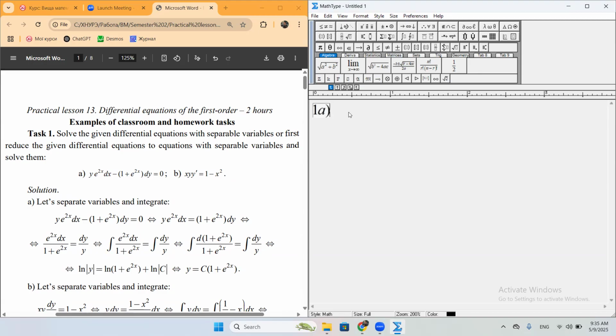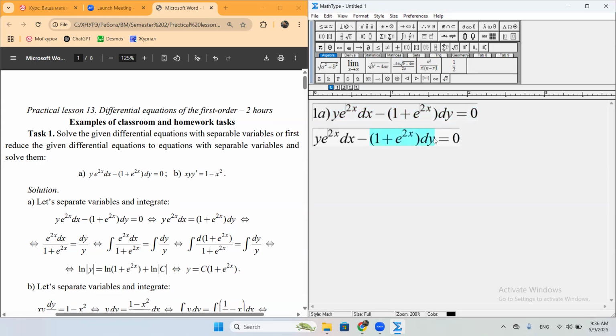So let's start with the first task. Here we have a differential equation with separable variables. And how to solve it? Basically, we separate variables and integrate. Well, it seems that everything is correct here. So let's start separating variables.